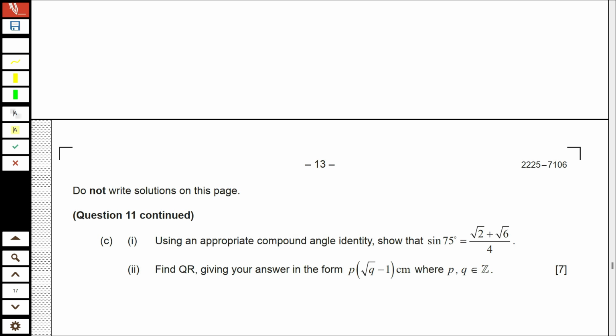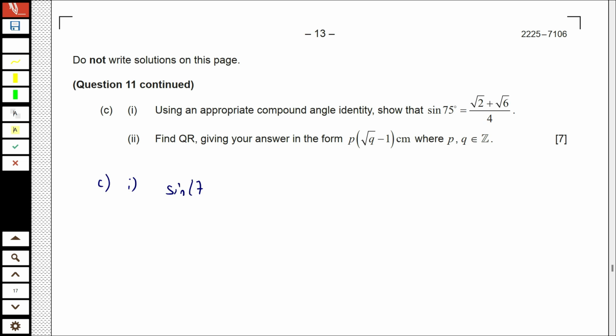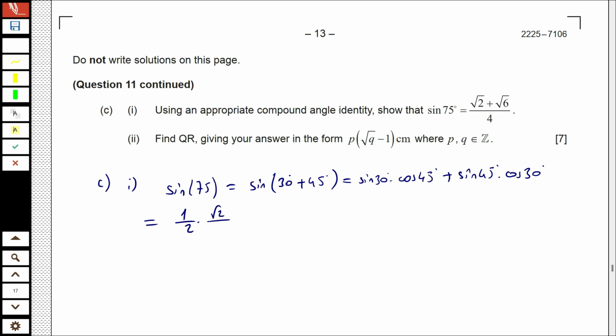the question is, using an appropriate compound angle identity, show that sine 75 equals this. So you can check the compound angle formula of sine, and you can write sine 75 like 30 degrees plus 45, because I know the output of this function when it is 30 and 45. And the formula is sine 30 times cosine 45 plus sine 45 times cosine 30. So what is sine 30? It is 1 over 2, and cosine 45 is square root of 2 over 2, plus square root of 2 over 2 times cosine 30, which is square root of 3 over 2. It is going to be square root of 6 plus square root of 2 over 4. We found it.